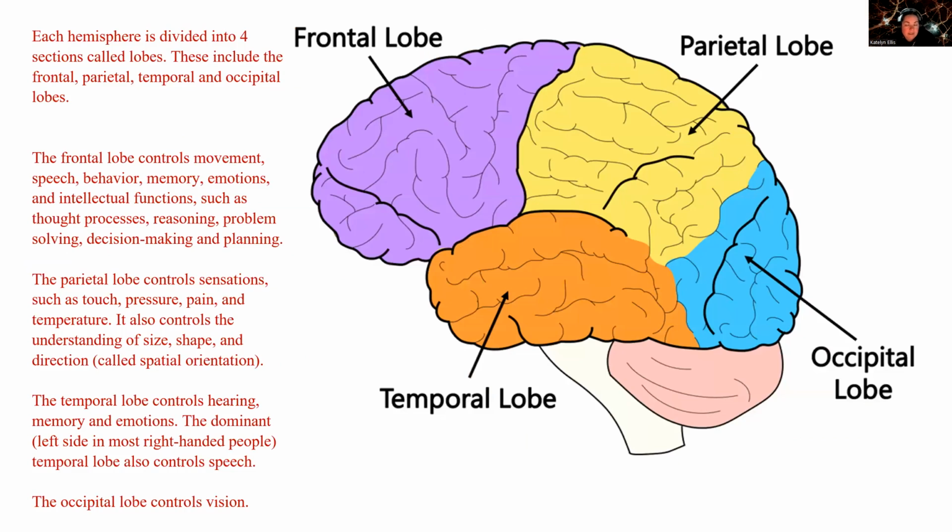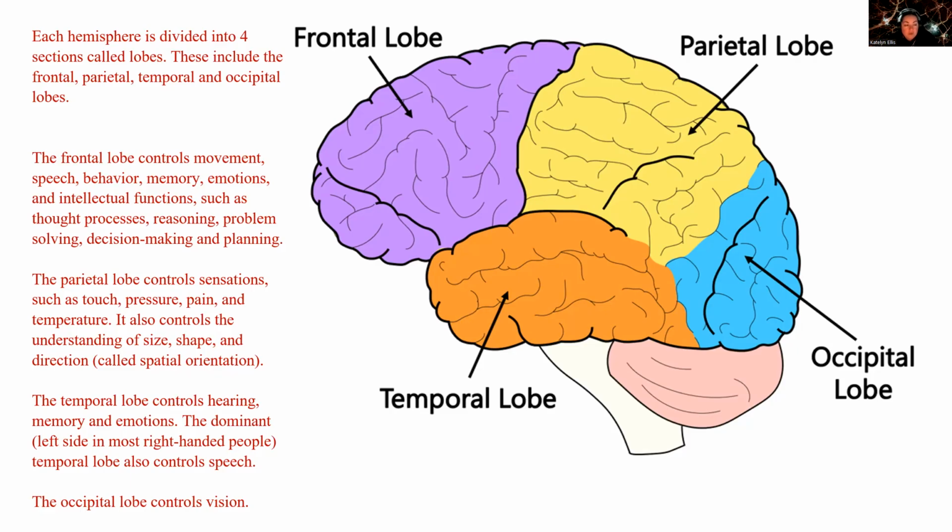Each hemisphere, all right, the left and right hemisphere, is divided into 4 sections called lobes. These include the frontal, parietal, temporal, and occipital lobe. Do those sound familiar to you? They should, because these lobes are named off of the bones that they are adjacent to. The frontal lobe controls movement, speech, behavior, memory, emotions, and intellectual functions, such as thought processes, reasoning, problem solving, decision making, and planning. If you have damage to your frontal lobe, it could literally change your personality and your ability to function reasonably or logically.